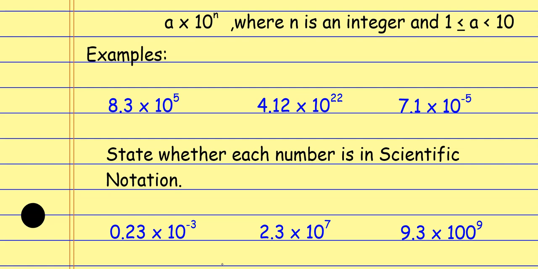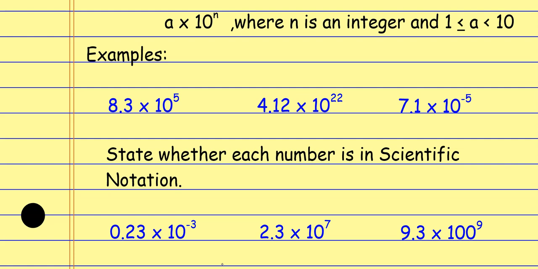The next one, 4.12. See that 4.12? It falls between 1 and 10. It's a single digit with decimals times 10 to the 22nd. And then the 7.1, also between the 1 and the 10, it's a single digit with decimals, and then 10 to the negative fifth. And yes, negative exponents are okay here, and we know how to deal with negative exponents. Remember, that's a fancy way of writing division.